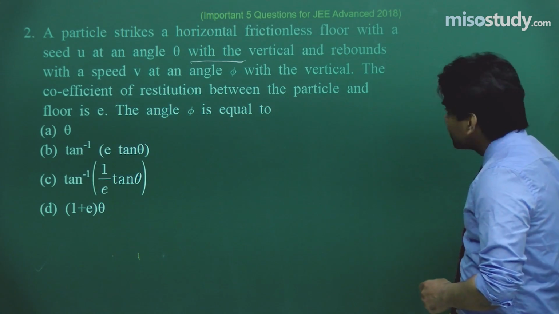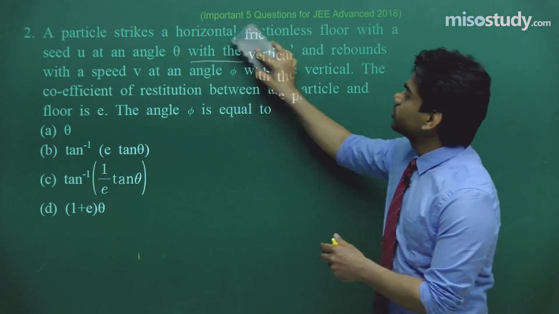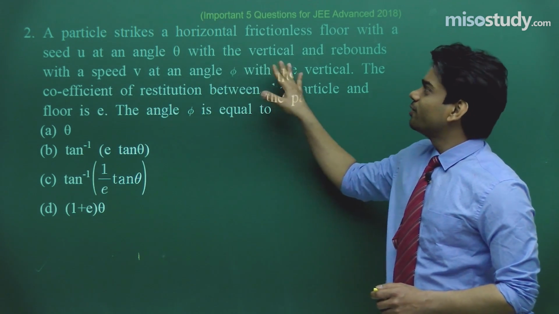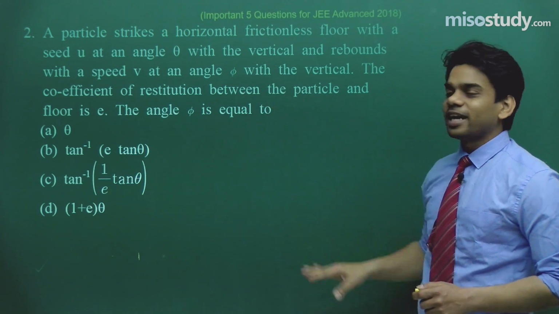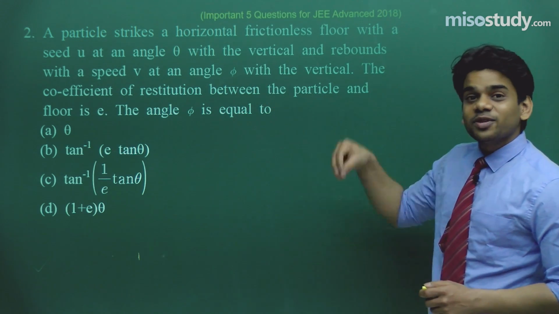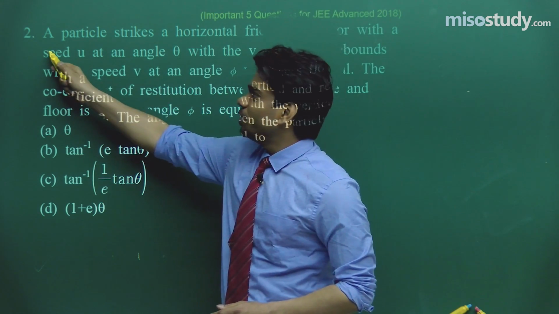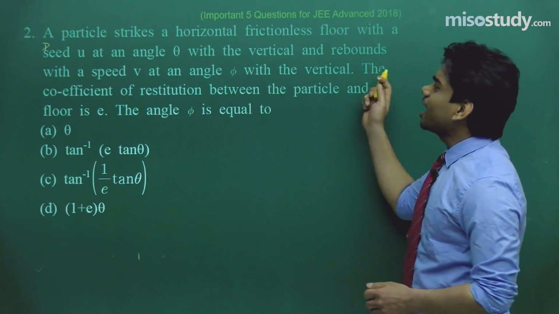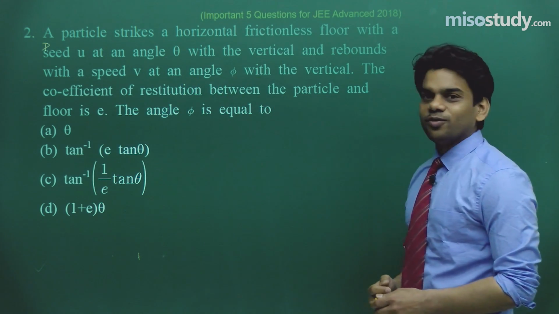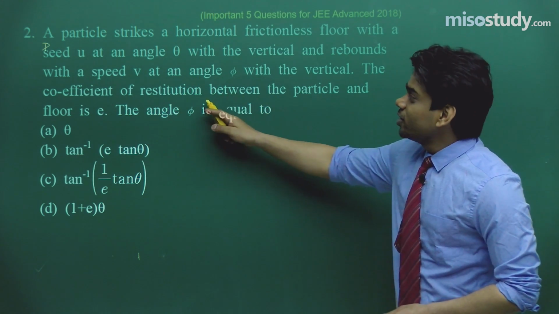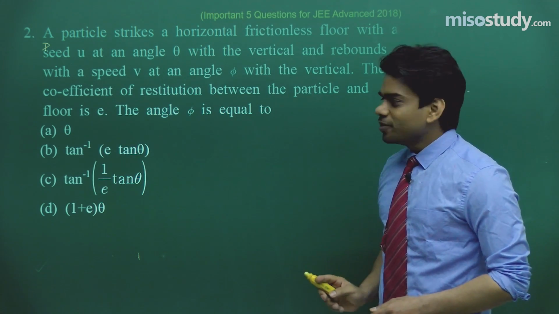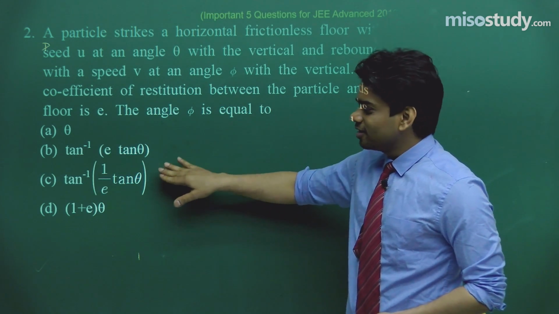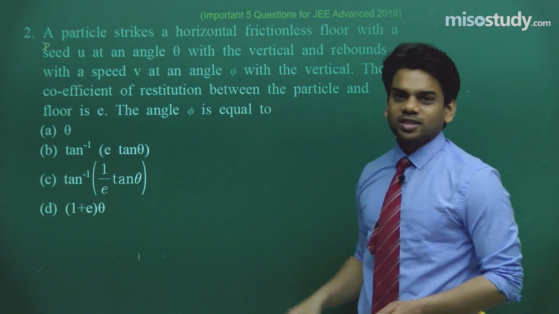A particle strikes a horizontal surface or horizontal frictionless floor with a speed u at an angle theta with the vertical and rebounds with a speed v at an angle phi. It's given that it strikes with a speed u, it's actually speed, don't get confused, it's actually speed u at an angle theta with the vertical and rebounds with a speed v at an angle phi with the vertical. The coefficient of restitution between the particle and the floor is E. The angle phi is equal to A theta, B tan inverse E tan theta, C tan inverse 1 by E tan theta, and D 1 plus E theta.